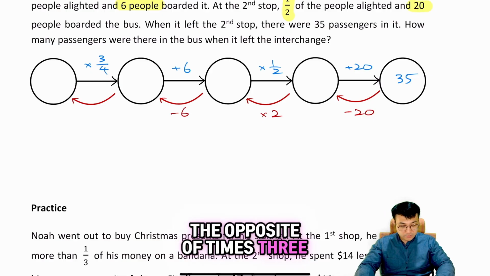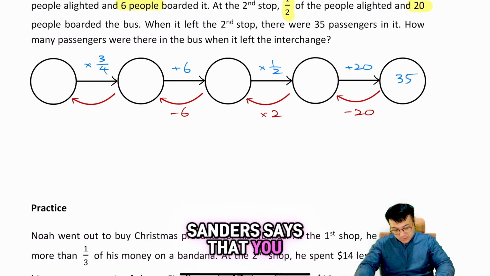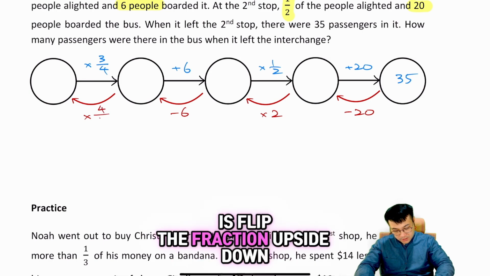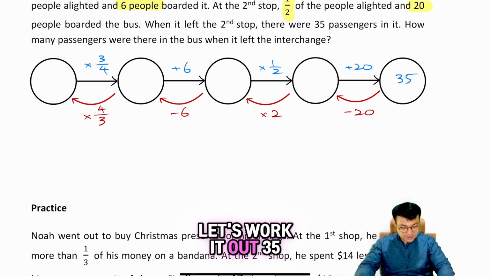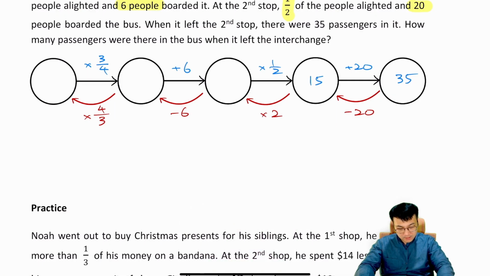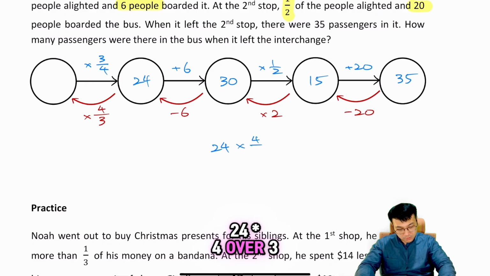The opposite of times 3/4 is divided by 3/4, but remember KFC? KFC, Colonel Sanders says that all you need to do is flip the fraction upside down. Okay, there you go. Let's work it out. 35 minus 20 times 2 minus 6. And I think we need to do some workings for this. 24 times 4 over 3.